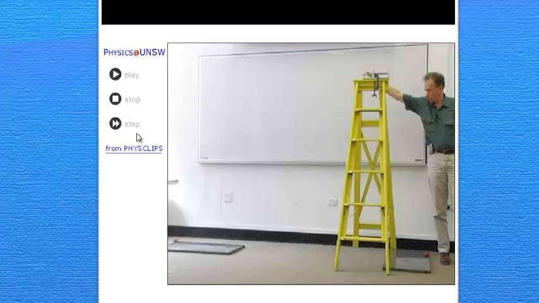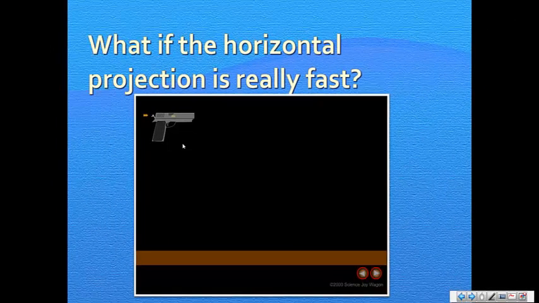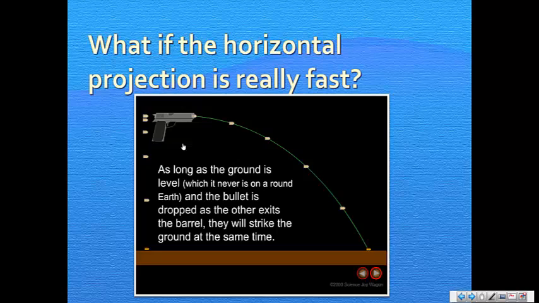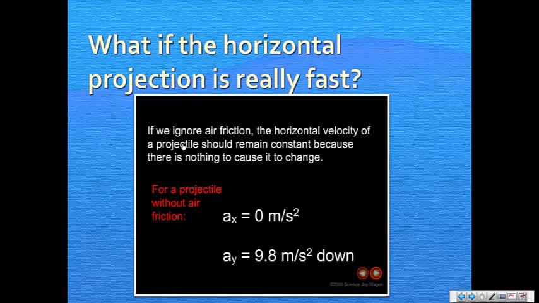But you're saying, well, gee, that's not very fast. What if I project it really, really fast? What would happen then? We can use the analogy of a famous thought experiment: what if you fired a bullet from a gun and dropped a bullet at the same time? Same again, they should get to the ground at the same time. And as long as the ground is level, obviously the Earth's surface is curved, but for our purposes, they should strike at the same time.